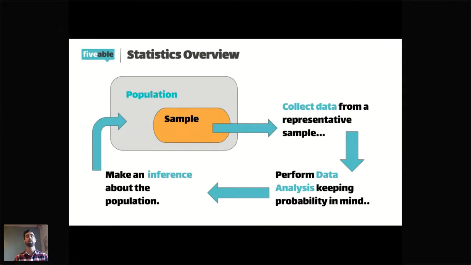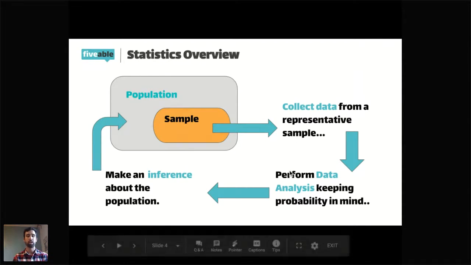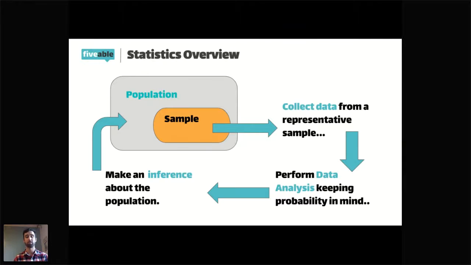But because it's so tough to get information from a population, what we do instead is we take a sample and we collect data from that sample. Ideally, that sample is a representative sample. What I mean by representative sample is it has to represent the overall population. That small sample needs to represent the larger population. The reason for that is if we don't have a representative sample, then the number that we collect from that sample is going to be biased, and it's not going to help us with the overall population.